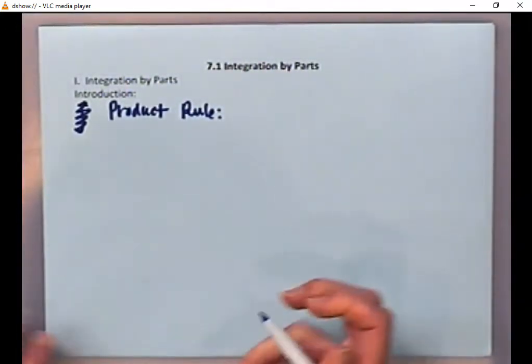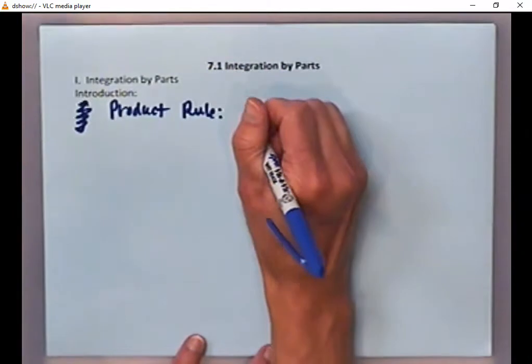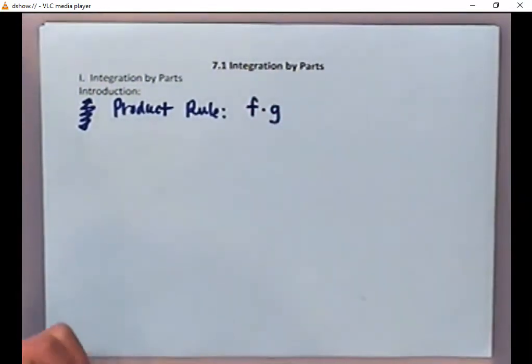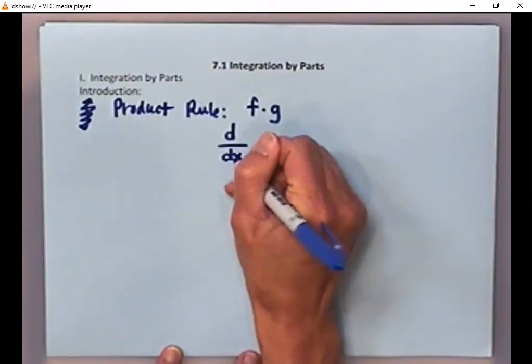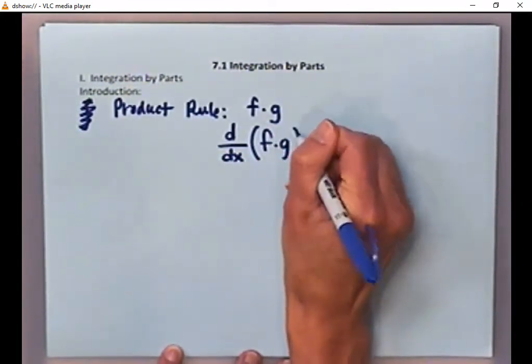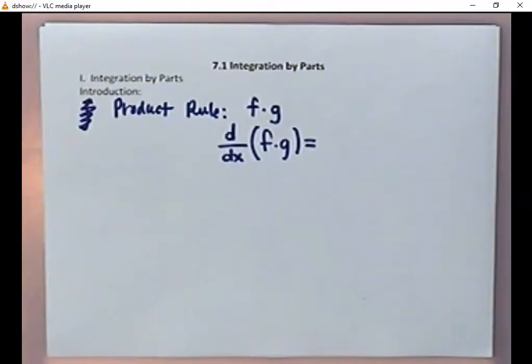Okay, so here's our product rule. Remember, when we have f times g, and we want to take its derivative, they're both functions of x. The question is, how do we do it? Who remembers the product rule?